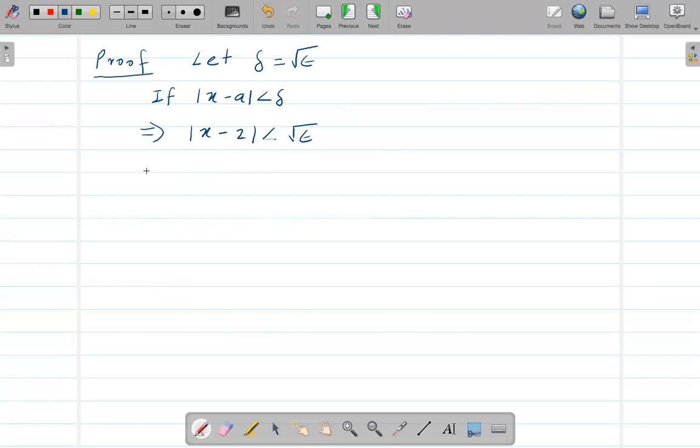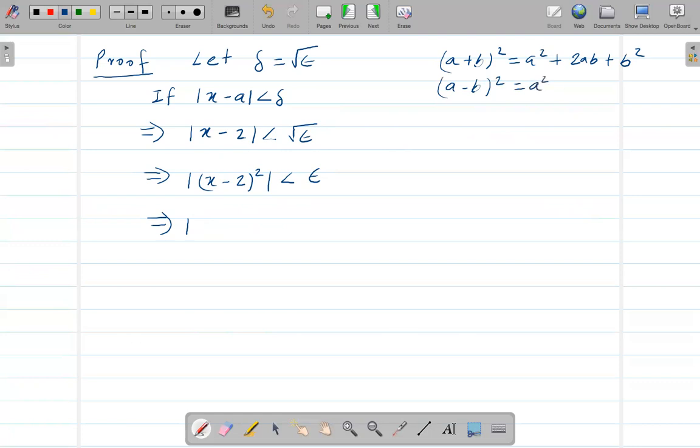Now after this, basically we're just going the opposite way. So now let's just take the square on both sides. So (x minus 2) squared is less than epsilon. Now I have to change this to the absolute value of f(x) minus L, right? So I know that (x minus 2) squared, or basically (a plus b) whole squared, is a squared plus 2ab plus b squared. That's the formula, right? Or if you have (a minus b) whole squared, it means a squared minus 2ab plus b squared.